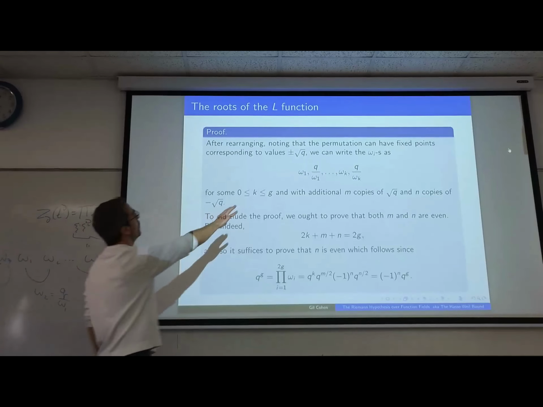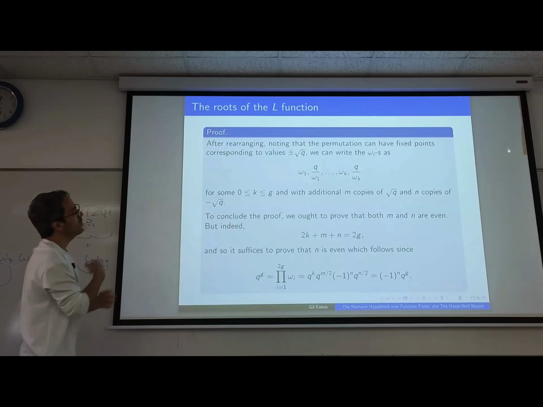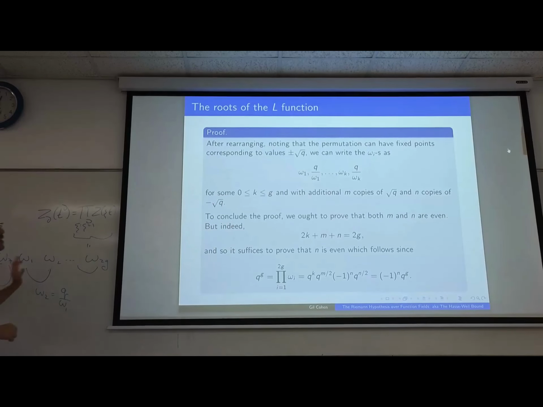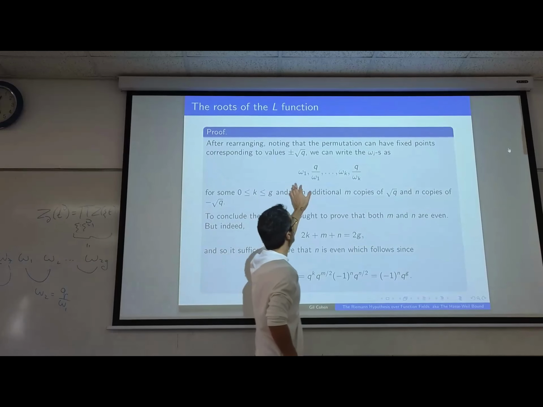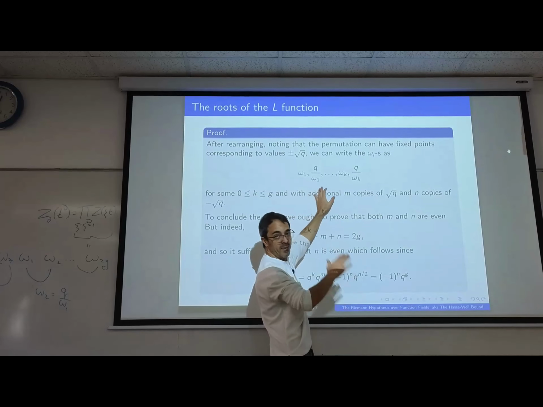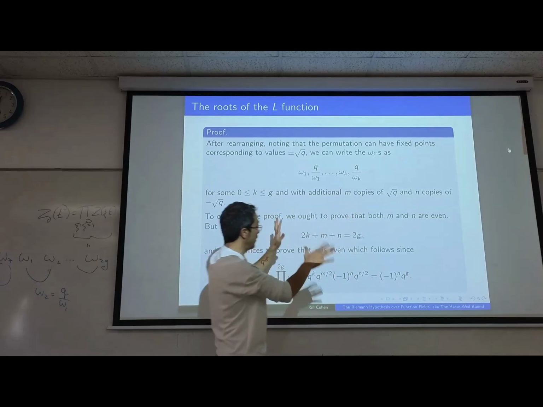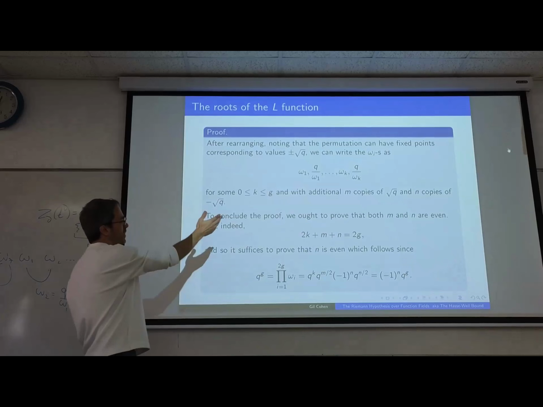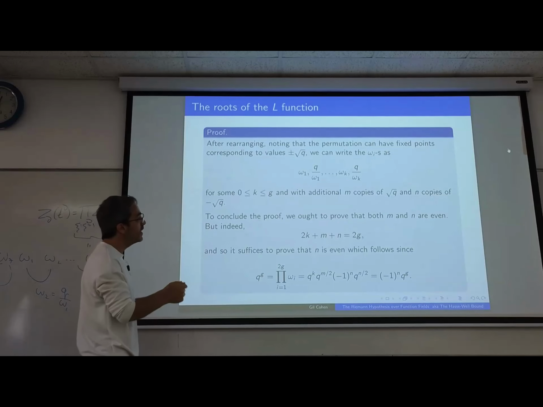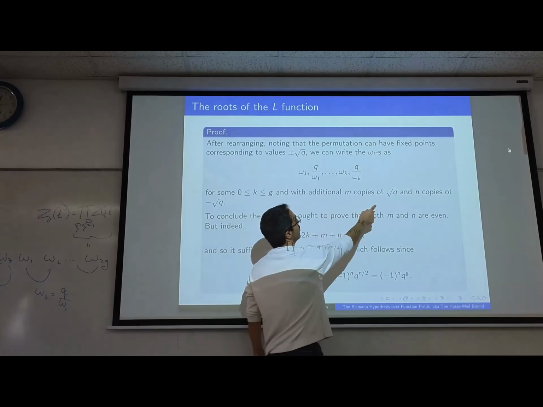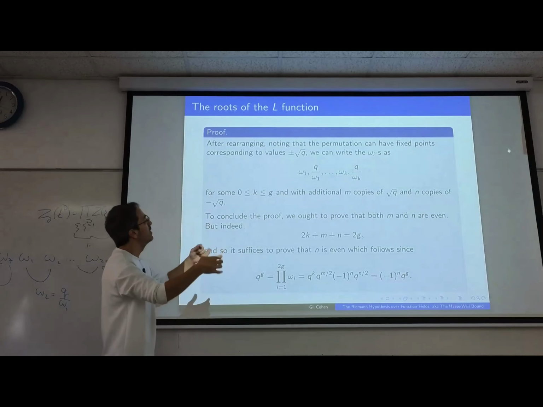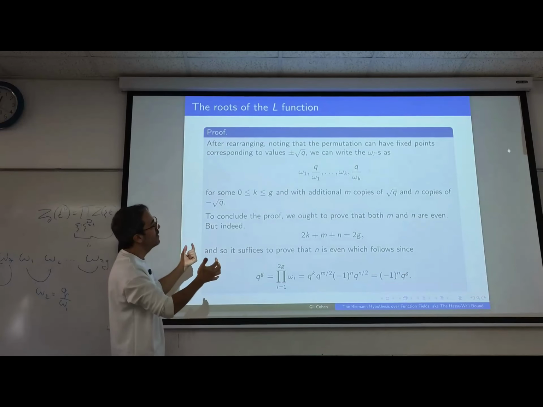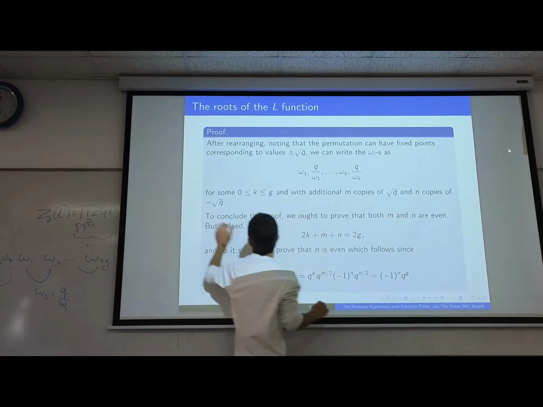Okay, so this is what I said before. If you rearrange, the annoying thing is that you can have fixed points, but there is a non-fixed point part, which could be empty, and then the fixed points. So let's say that up to k, everything is fine. Omega 1 is coupled with q over omega 1, which is different, and omega k is coupled with q over omega k, which is different. And so k is at most g, of course. But unfortunately, there could be m copies of square root of q, like m of the omega i's are going to be square root of q's, and n of the omega i's are minus square root of q's.